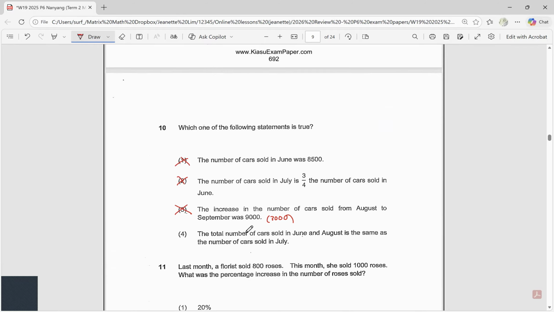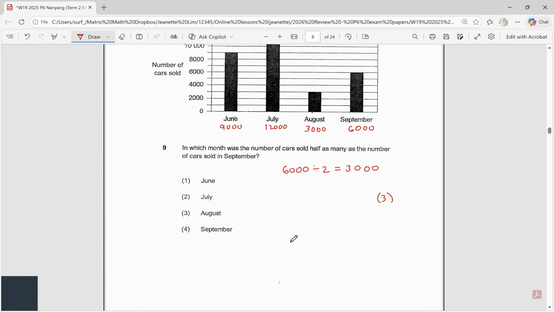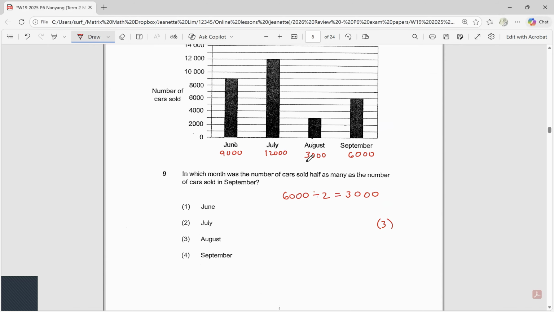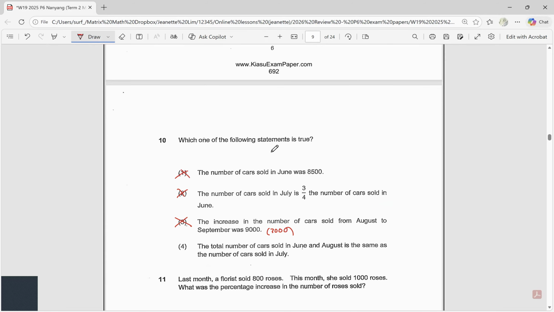Lastly, let's check if this is correct. Total number of cars sold in June and August, same as July. June and August is 12,000. Yes, it's the same as July. So answer 4.